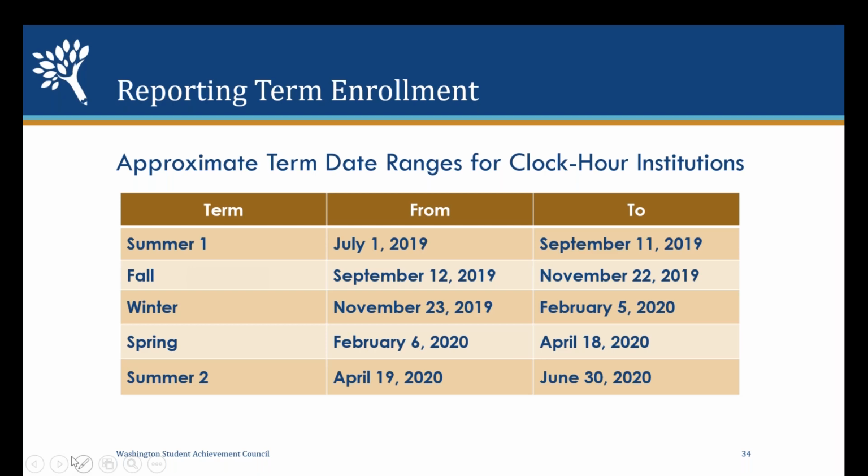Approximate term date ranges, these are very general, but just to give you an idea: summer 1, July 1 to September 11th; fall, September 12th to November 22nd; winter, November 23rd to February; and these are clock hour date ranges; spring, February 6th to April 18; and summer 2, April 19 to June 30. So yours may be different, but this is just to give a general idea.